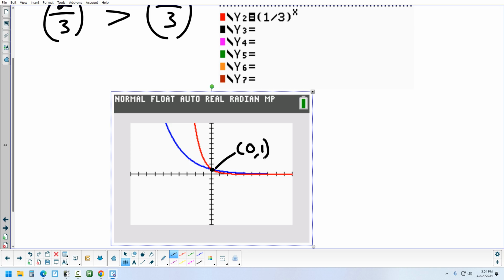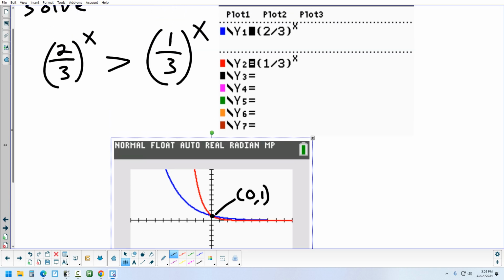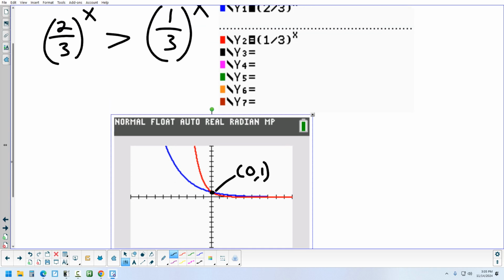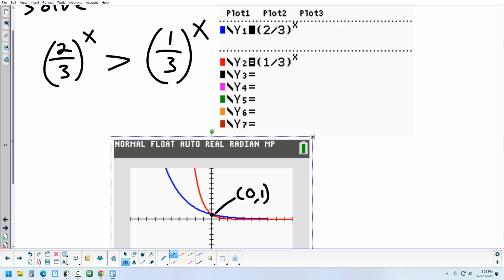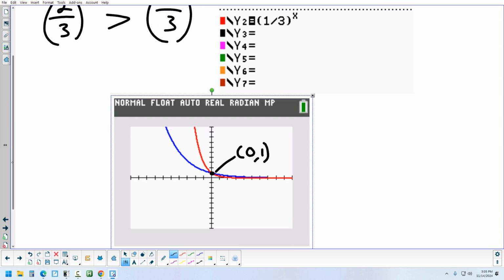Okay, so now, remember you're solving for x. Where is the blue graph above the red one? For what values of x? When x is greater than 0. Okay, so if you write your answer as an inequality, x is greater than 0. Yep, the blue one is above. How would you write that as an interval?